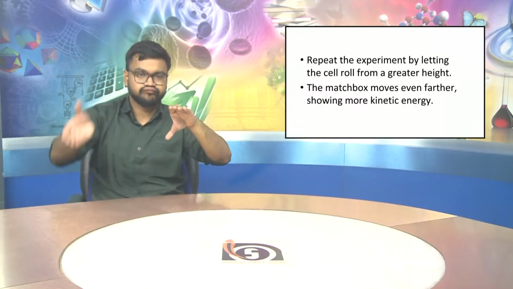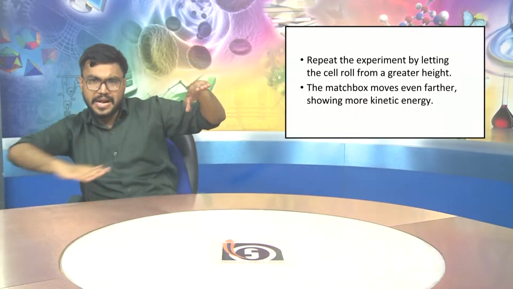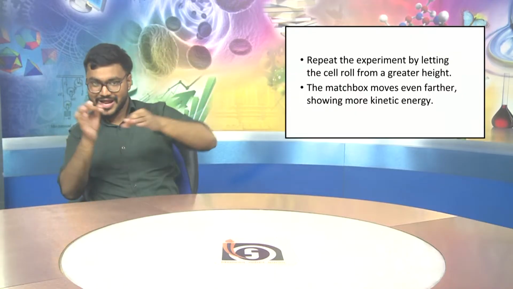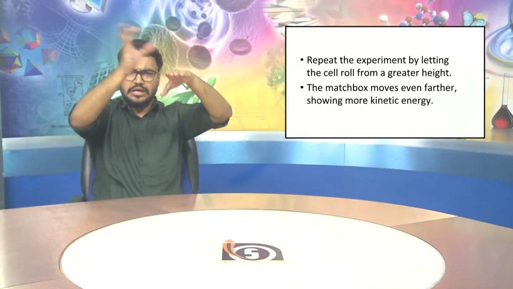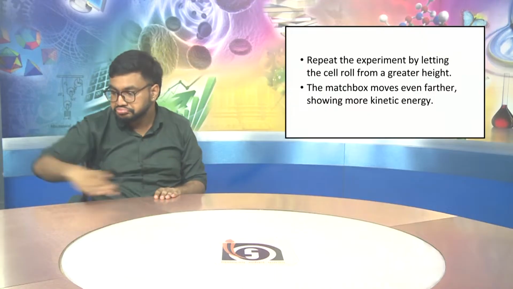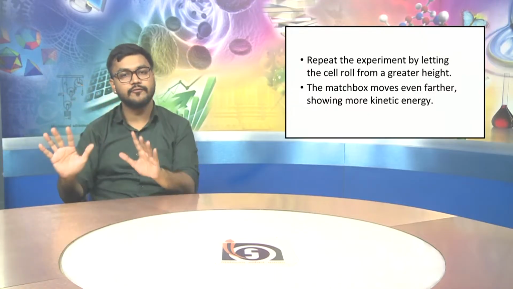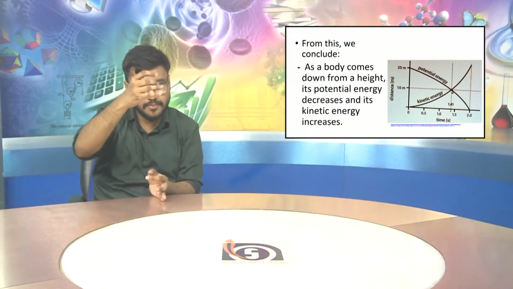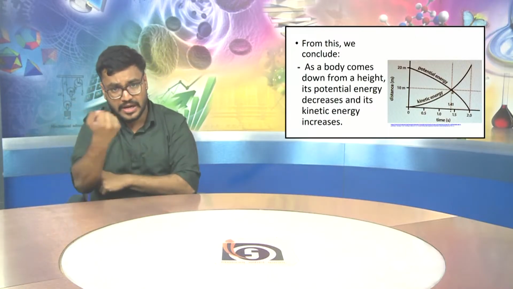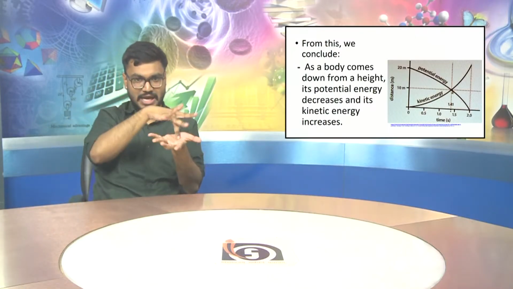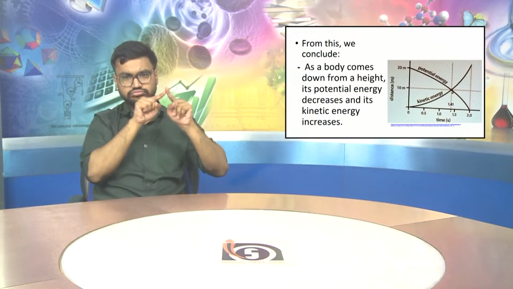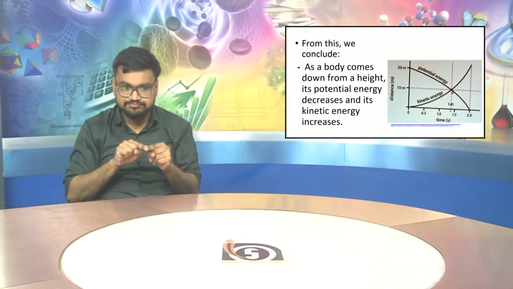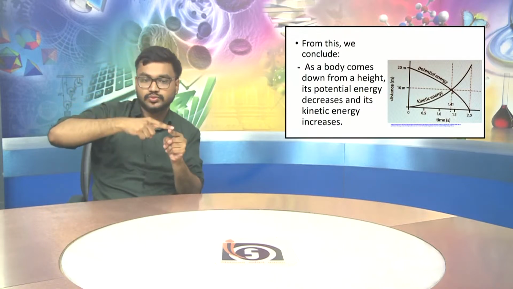Now repeat the experiment by letting the cell roll from the ground. Then the matchbox moves even farther. We can conclude that as a body comes down from a height, its kinetic energy increases.